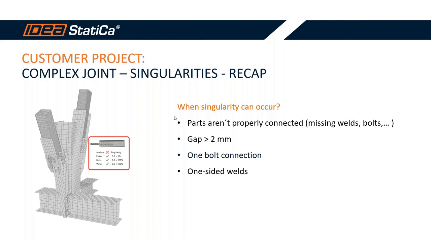Singularity can occur in several cases, and we prepared for you a summary in which ones. Definitely, it can happen when parts aren't properly connected. There are missing welds or missing bolts, or there is a gap between plates higher than 2 millimeters, or we want to model one bolted connection, or in some cases when you want to use only one-sided welds. I prepared for you a few examples and you will see how to fix it. So let's jump into IDEA StatiCa and we will investigate missing bolts, gap, and one-sided weld.